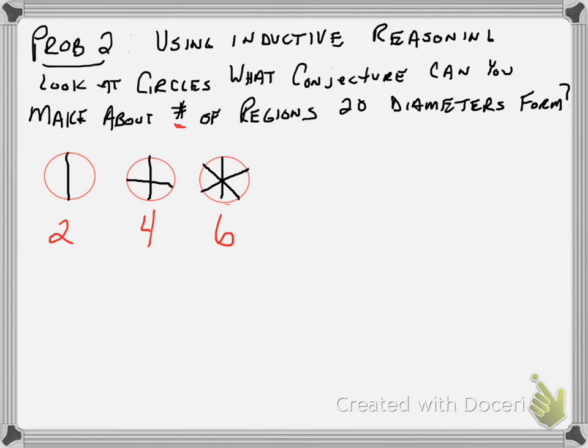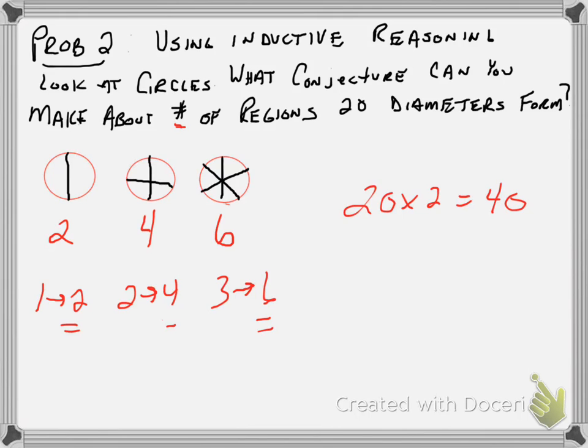So if I'm looking for a pattern, what I'm looking for is a pattern between 2, 4, and 6. Well, 1 gave me 2, 2 gave me 4, 3 gave me 6. So if I'm looking at the pattern, I think if I take the number of diameters and multiply by 2, it's going to give me the numbers I need. So 20 diameters, 20 times 2 is going to be 40. Now you could definitely draw it out, but who wants to draw 20 diameters? And your circle would have to be really big.